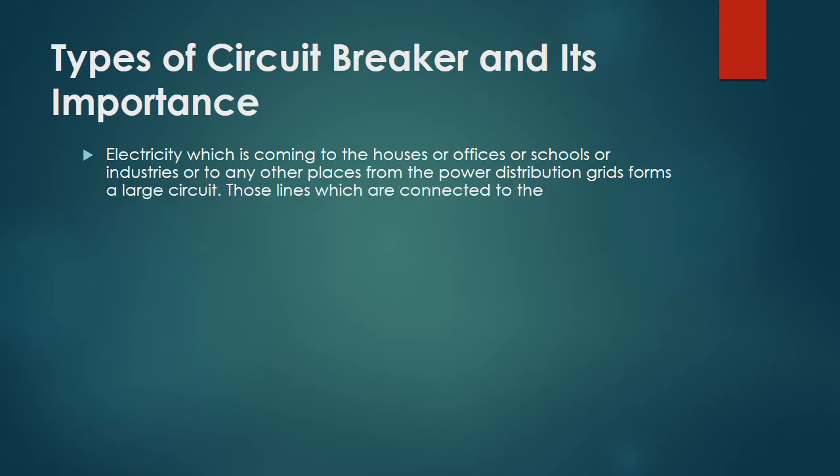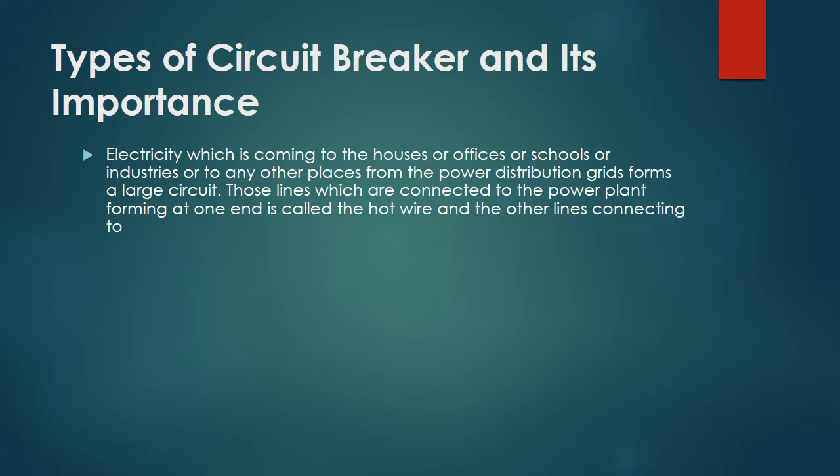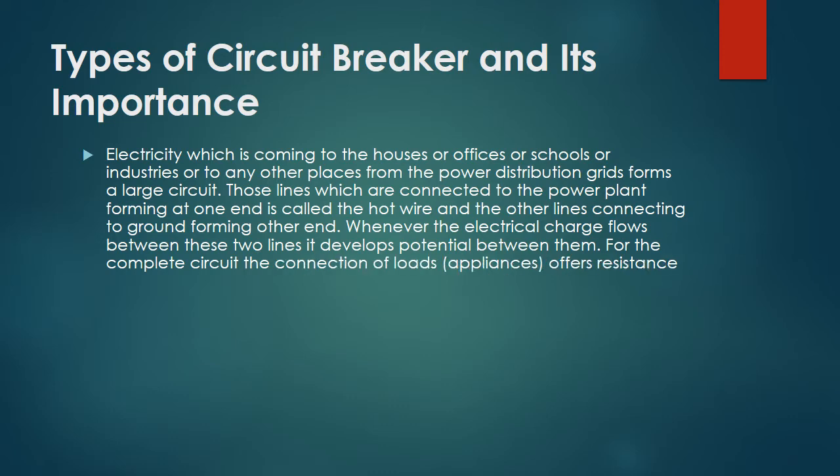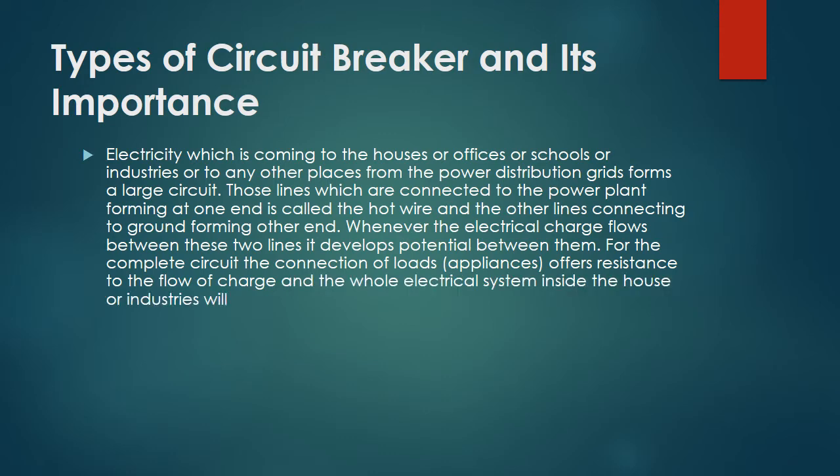Electricity which is coming to the houses, offices, schools, industries or any other places from the power distribution grids forms a large circuit. Those lines which are connected to the power plant form one end, called the hot wire, and the other lines connecting to ground form the other end. Whenever electrical charge flows between these two lines, it develops a potential between them. For the complete circuit, the connected loads and appliances offer resistance to the flow of charge, and the whole electrical system inside the house or industry will work smoothly.